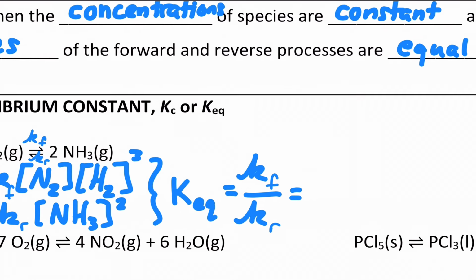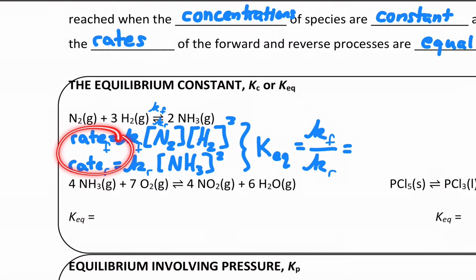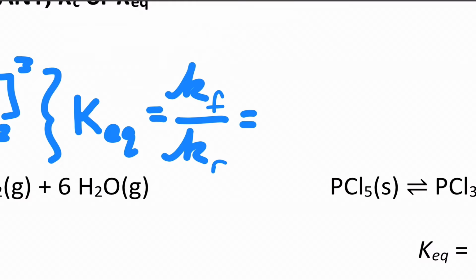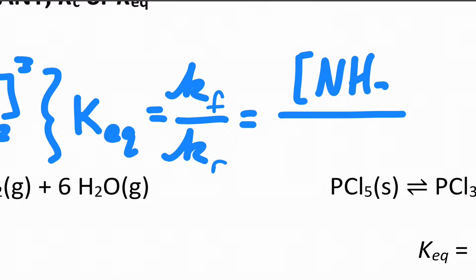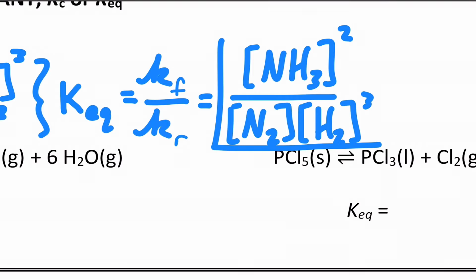But remember what we just said. At equilibrium, rates are equal. So those two things are equal to one another at a state of equilibrium. So the ratio of the rate constants actually becomes a ratio of concentrations. It will be whatever's on the product side, once you rearrange everything, [NH3] squared divided by [N2] times [H2] cubed. So anytime we look at a reversible reaction, we can write this as an expression.